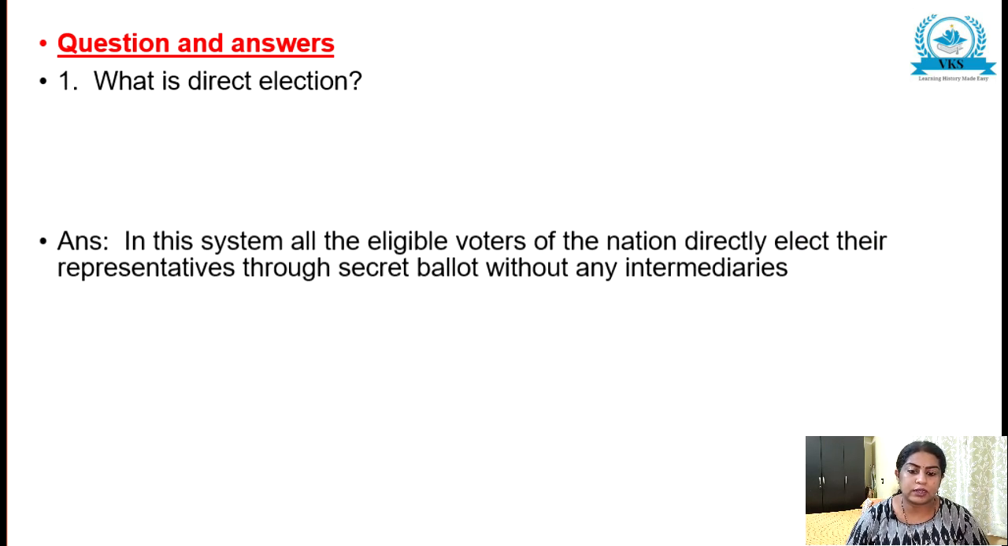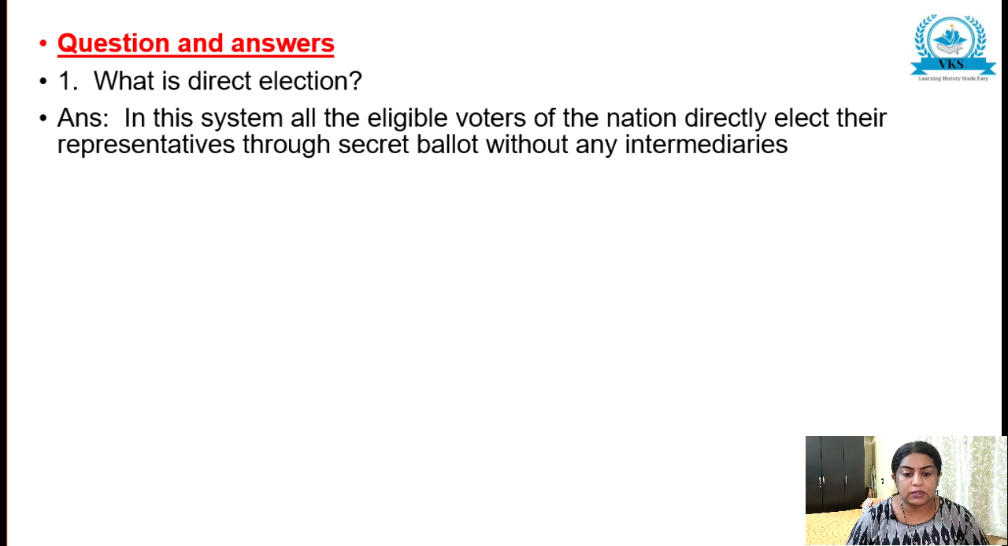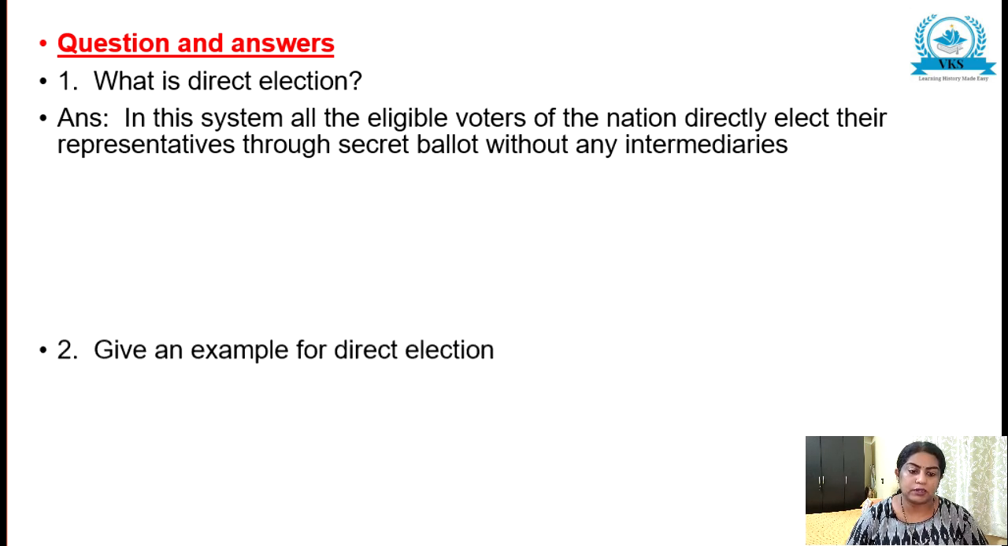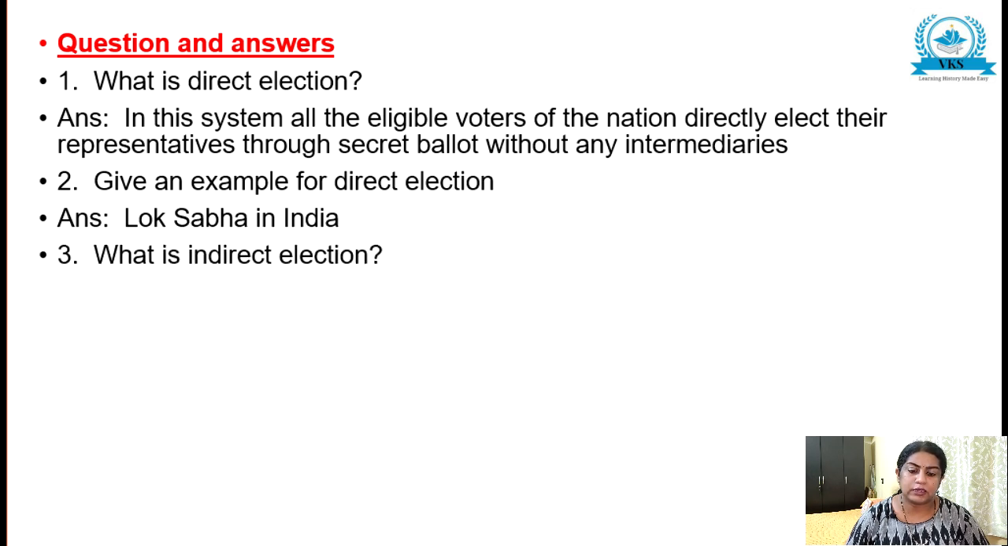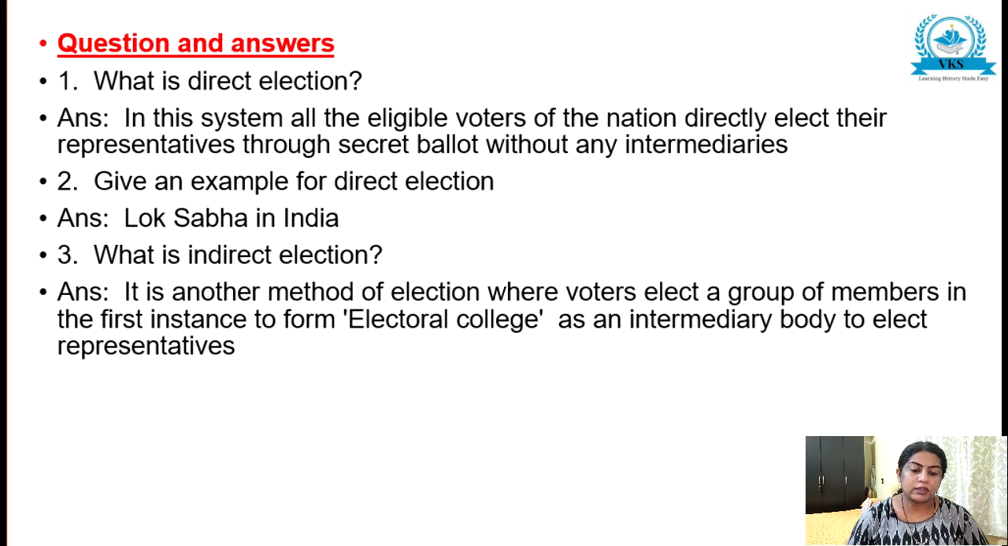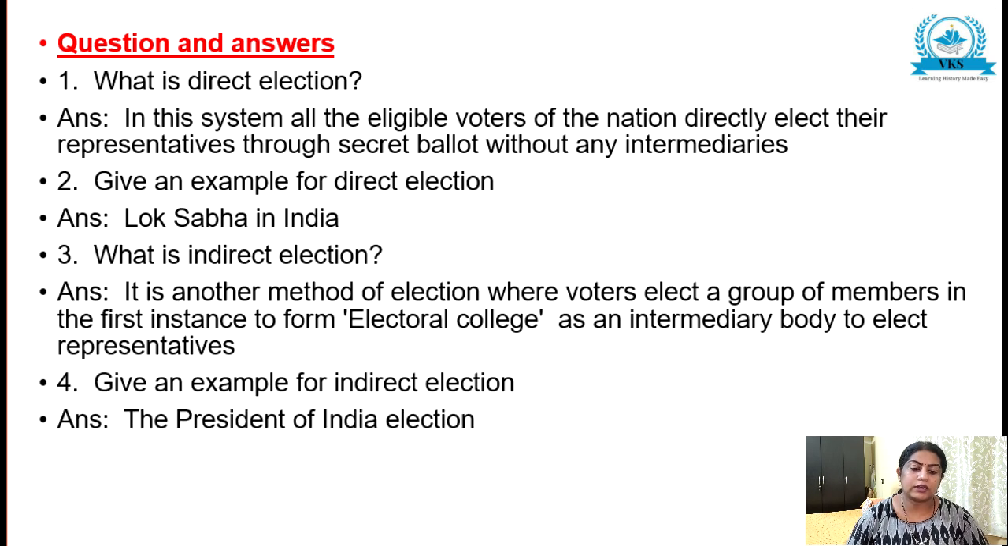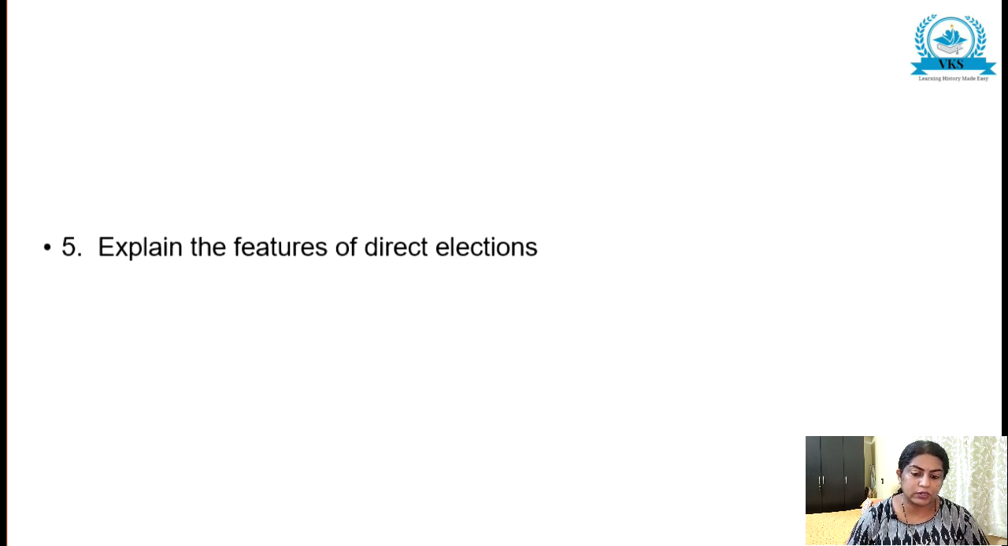What is direct election? In this system, all the eligible voters of the nation directly elect their representatives through secret ballot without any intermediaries. Give an example for direct election. Lok Sabha in India. What is indirect election? It is another method of election where voters elect a group of members in the first instance to form an electoral college as an intermediary body to elect their representative. Give an example for indirect election. The President of India election.